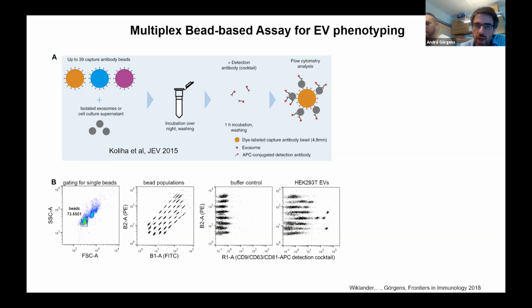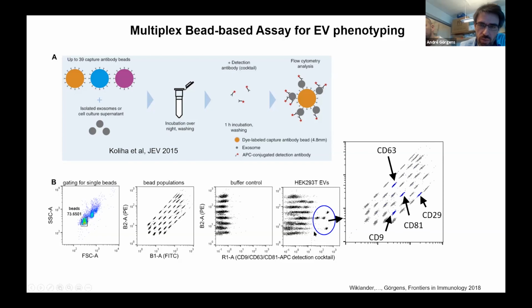And then you get nice signals, as you can see below, compared to a buffer control, which just does the exact same staining, but without EVs. You see for HEC conditioned medium, you get some signals. If you then gate on the brighter bead populations that are shifting up in this multiplex assay, you can identify those, of course, and can see those are like the usual candidates plus an integrin.